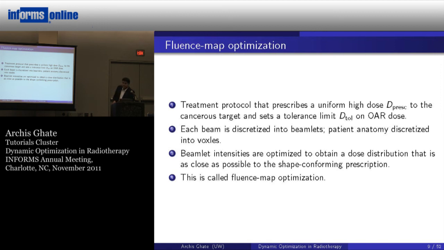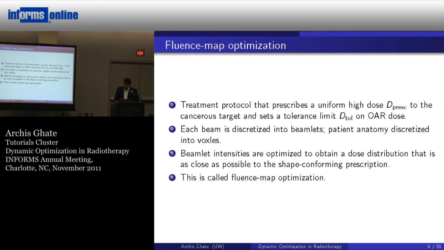And then the beamlet intensities, so these small portions of the beams, are optimized to obtain a dose distribution that is as close as possible to the prescription, right? The doctor is saying do this, perfectly achieving that may not be possible, so you're trying to do as close as possible to that, okay? That's how optimization comes into play, because you're trying to get as close as possible to this prescription. And you can think of this as a basic fluence map optimization problem.